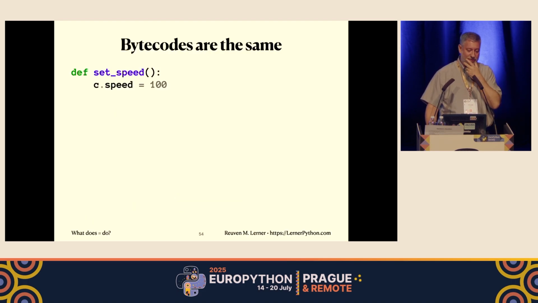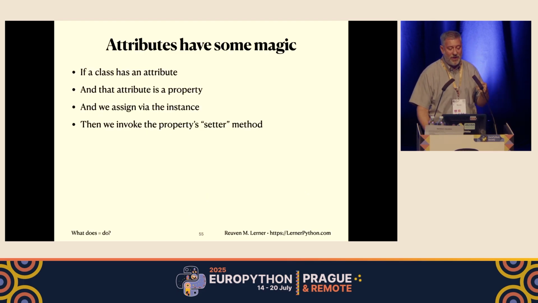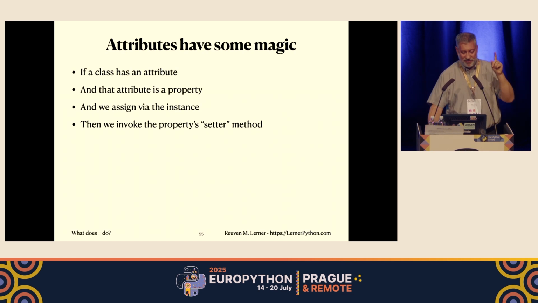Maybe the bytecodes are different. So I say def set_speed, c.speed equals 100. We look at the bytecodes with dis.dis, and actually it's exactly the same bytecode, STORE_ATTR. Same thing is going on. So what's happening there? And the answer is magic. Attributes have some magic. Basically, if a class has an attribute, so it's a class attribute, and that attribute is a property, and we assign via an instance of that class, then we invoke the property setter method.